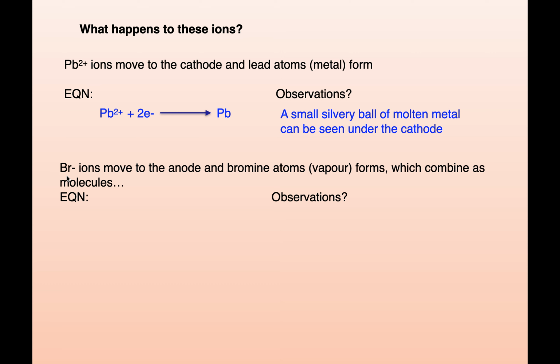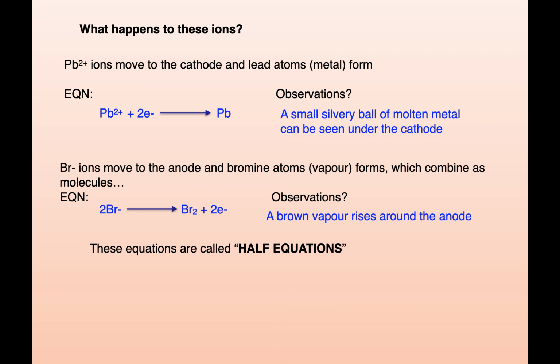The thing is, Br atoms, bromine atoms, don't float around on their own. When you get a bag full of bromine atoms, the atoms pair up to form bromine molecules to try and get a little bit more stable. So we have to say that 2 bromide ions lose an electron each to form a bromine molecule, and those are the 2 electrons. Bromine, in these conditions, because it's quite warm, will form a vapor. So you see a brown vapor rising around the anode. Bubbles come up through the liquid and form brown vapor.